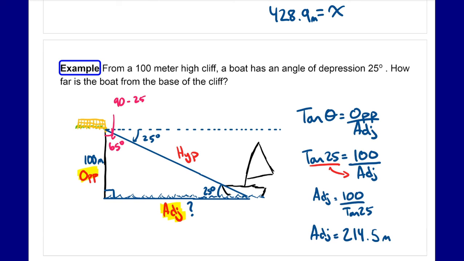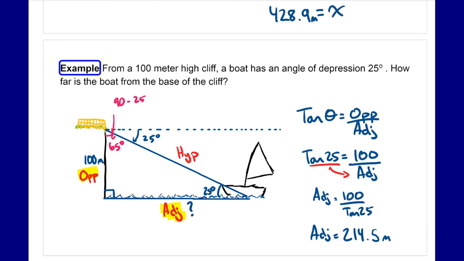So again, this should be a review. The biggest thing is being able to identify and label those three key sides, the opposite, the adjacent, and the hypotenuse. Once we can label those sides, we can then figure out what is the correct ratio we need to use, sine, cos, or tan. Once we plug it in, there's one of three things we're doing. We're solving for an angle, which is relatively straightforward.